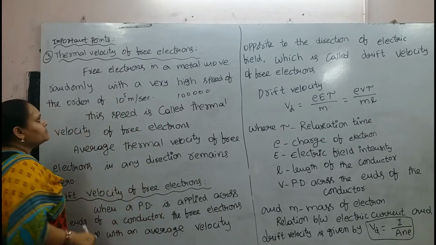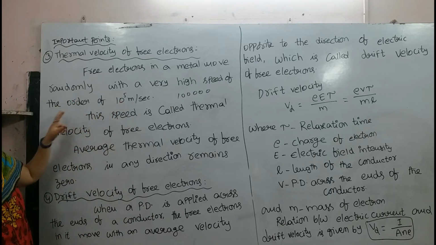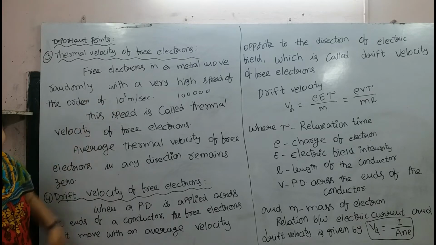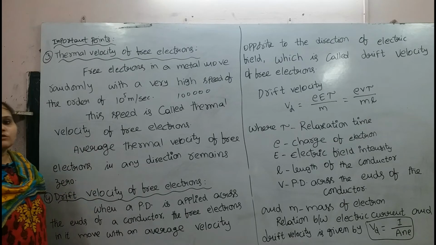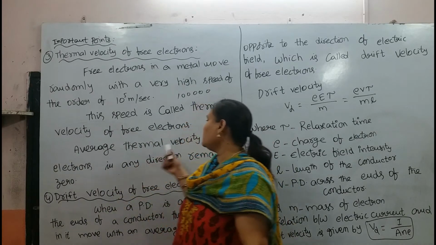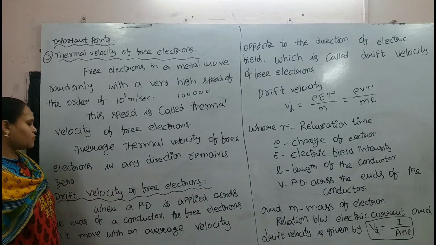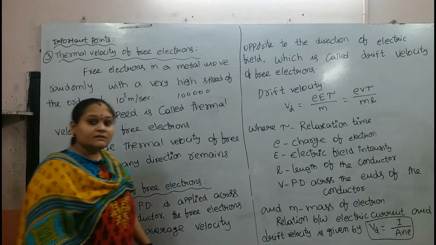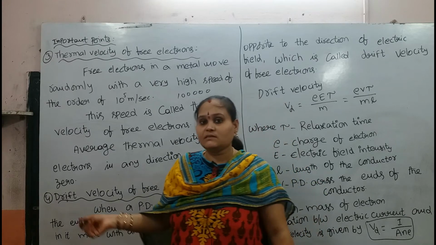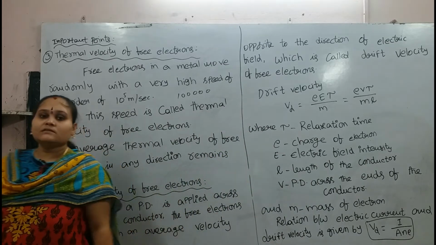So the free electrons in a metal move randomly with a very high speed of the order of 10 to the power of 5 meters per second. This speed is nothing but the thermal velocity of the free electrons. The average thermal velocity of free electrons in any direction is 0. Okay, average thermal velocity of the electrons in any direction is 0.